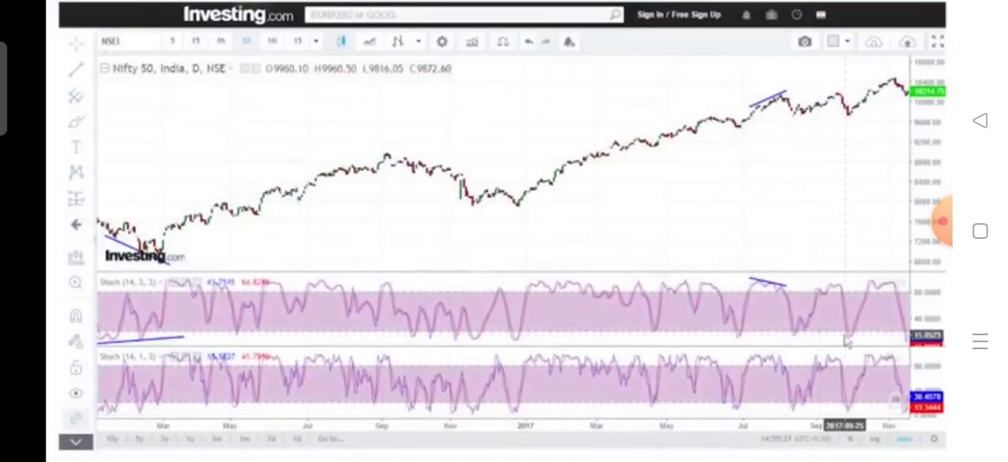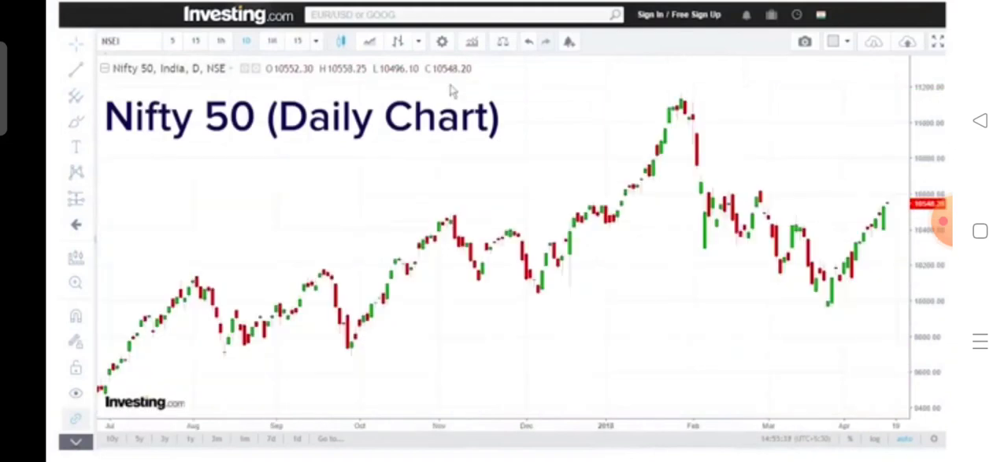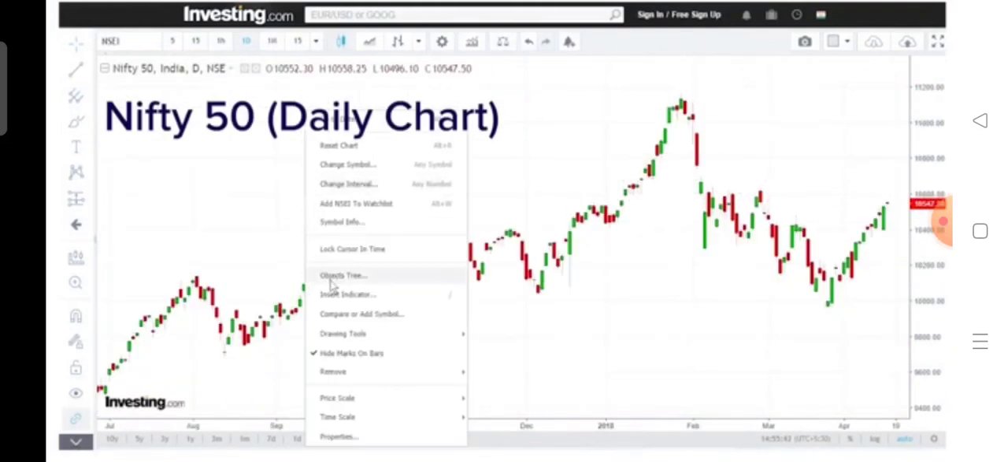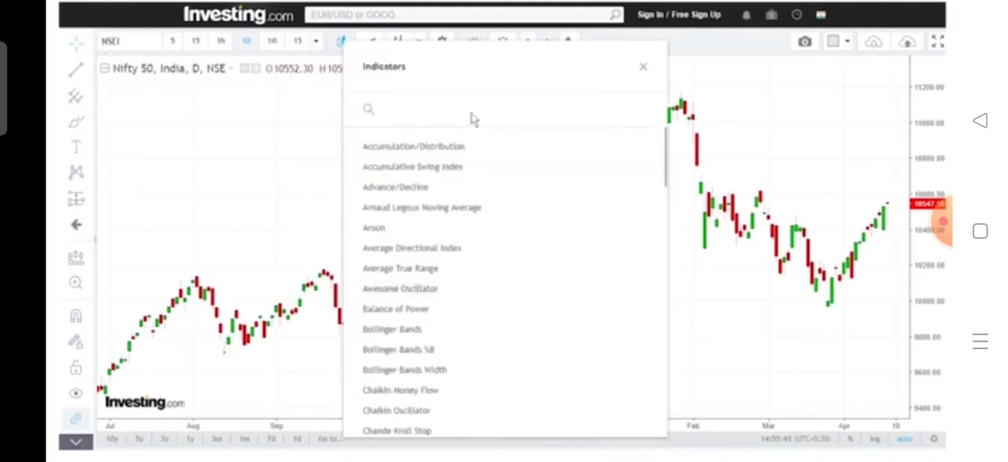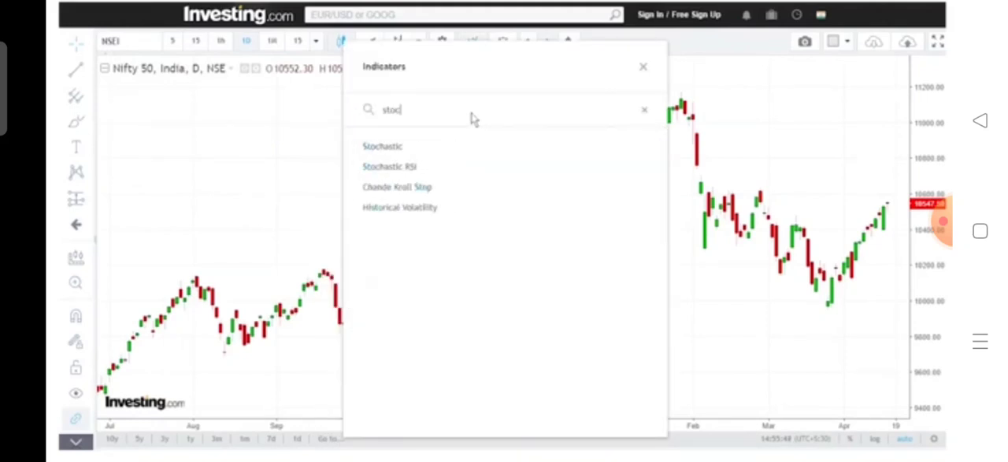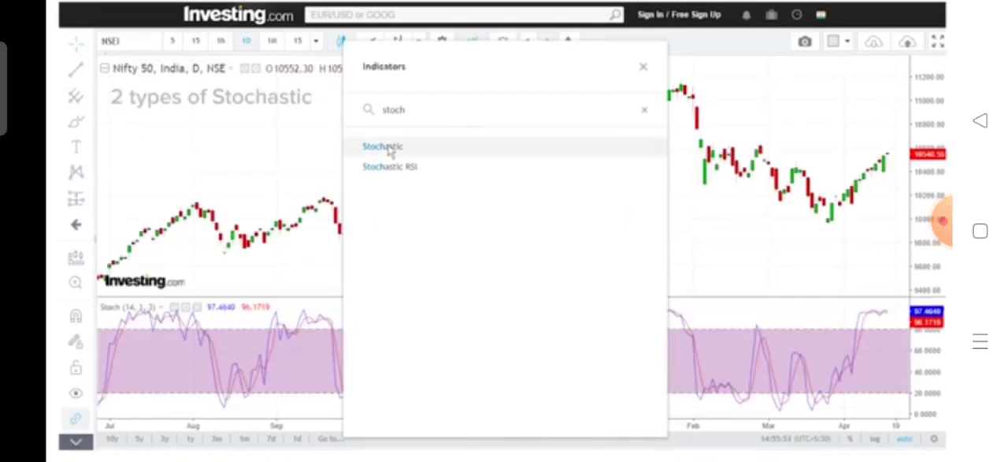But here what we will cover is the most important thing, that is how to use the stochastic and how it is plotted in the chart. Let us look at the chart right now. Here we are looking at the daily chart of Nifty. I go to insert indicator and I insert the stochastic twice because there are two kinds of stochastic. One is slow stochastic, one is fast stochastic.